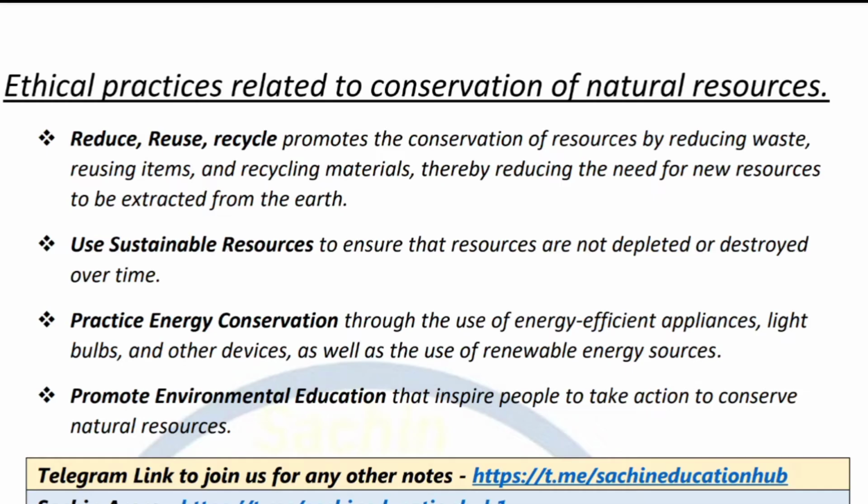Because whenever you are using less energy, it will help the natural resources not to be depleted over time, and they will be conserved for a longer period of time. So reduce your energy consumption. It will help a lot of people, it will help your environment, and this is a main ethical practice behind the conservation of natural resources as well.